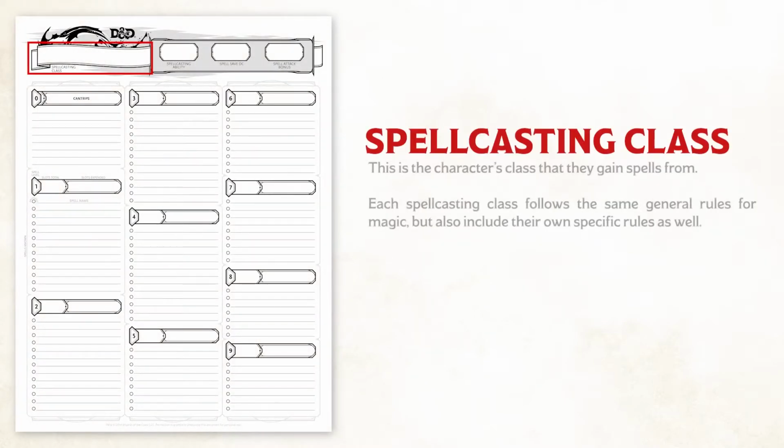Spellcasting class. This is the character's class that they gain spells from. Each spellcasting class follows the same general rules for magic, but also include their own specific rules as well.